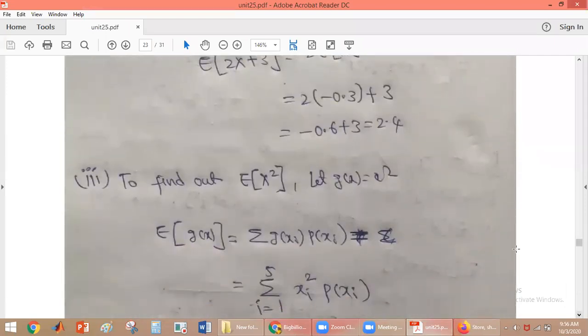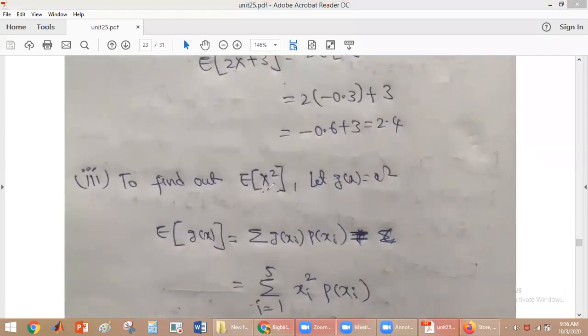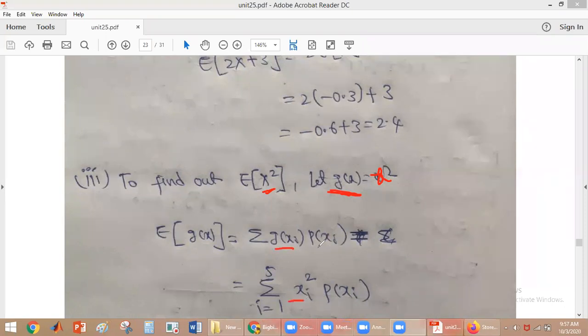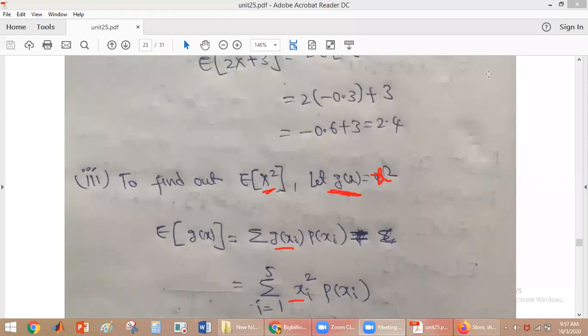The third part is to find the expected value of x square. Here we take a function g of x, where g of x is equal to x square. We know that for a discrete random variable, it is summation i equal to 1 to n, g of xi p of xi. Now we substitute our xi in this g of xi. G of xi is nothing but xi square, so we get xi square p of xi here.